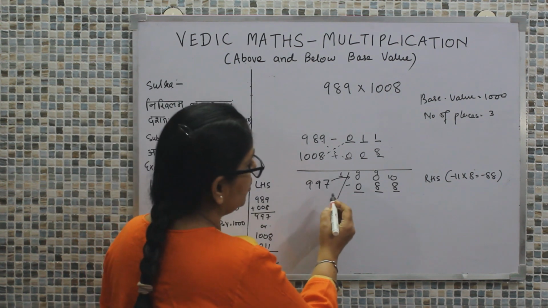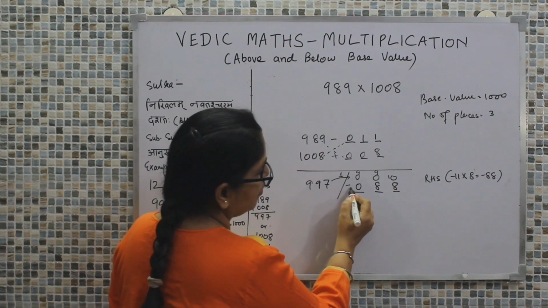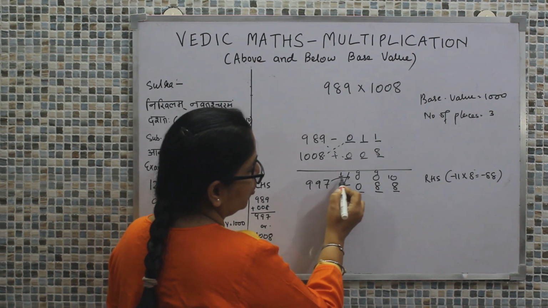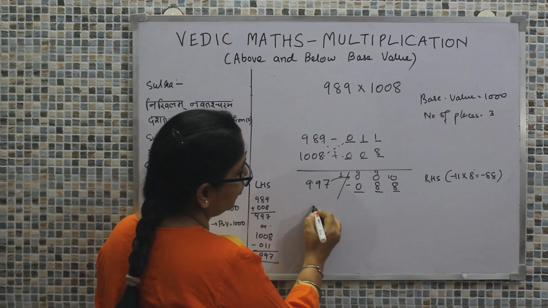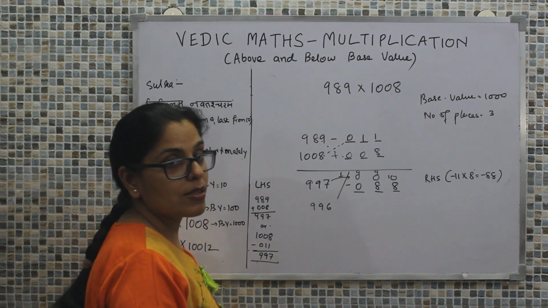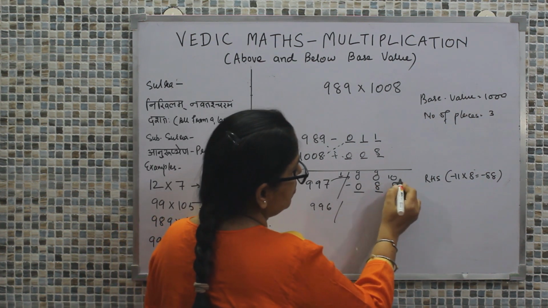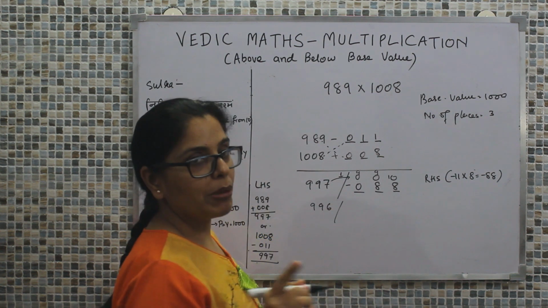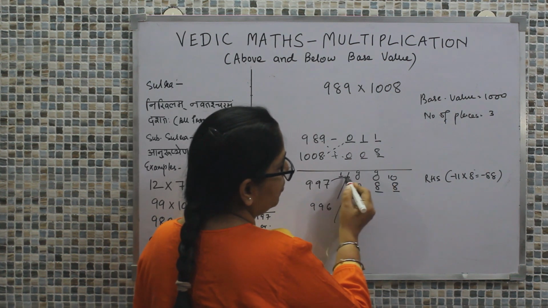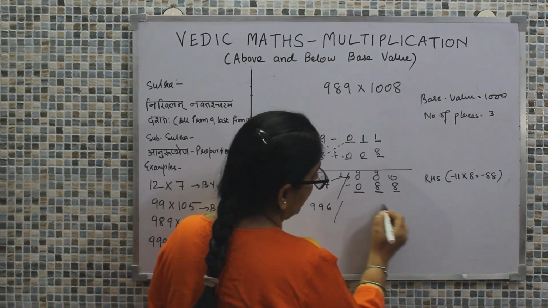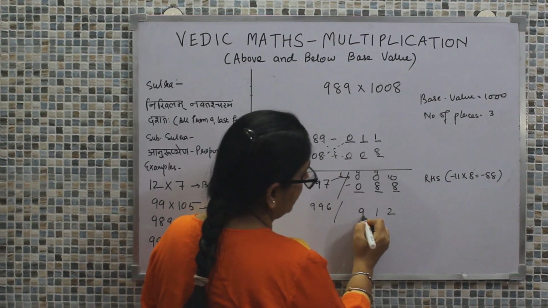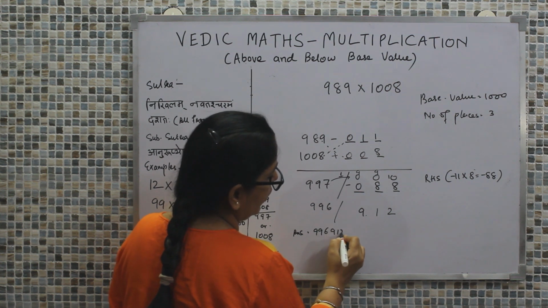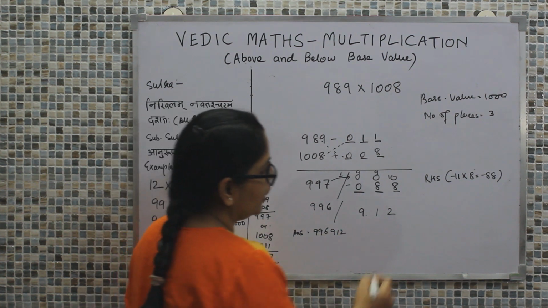Now let's work it out. We have 997 and minus 088. Now because this is a negative number, we are borrowing 1 from here. The moment we borrow 1 from here, we'll make it 996. Now 1000 minus 088. We'll use Nikhilam Navatashcharamam Dashatah, meaning all from 9 and last from 10. So we have 9, 1 and 2. So the answer that comes out to be is 996912. Let's verify the answer.